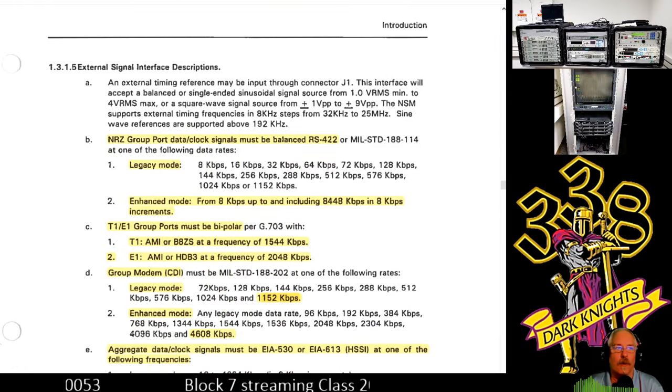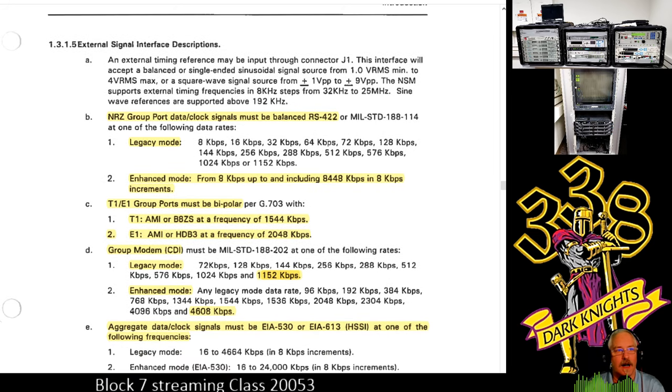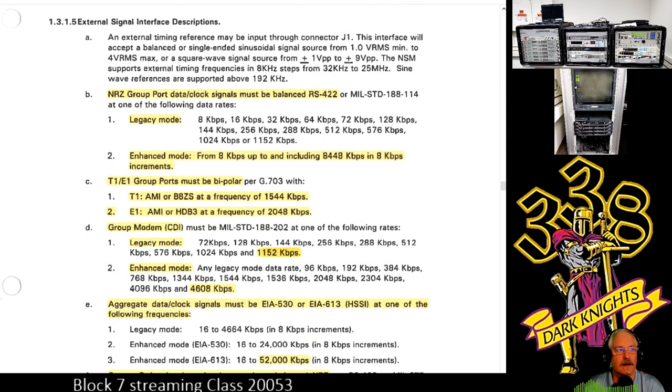Now we get into the ports. We got 1.3.1.5, PDF file 17. I got a bunch of stuff in here highlighted. It's called External Signal Interface Descriptions. I'm going to Bravo. Let you catch up here. Bravo says NRZ group port data clock signals must be balanced. What is balance?